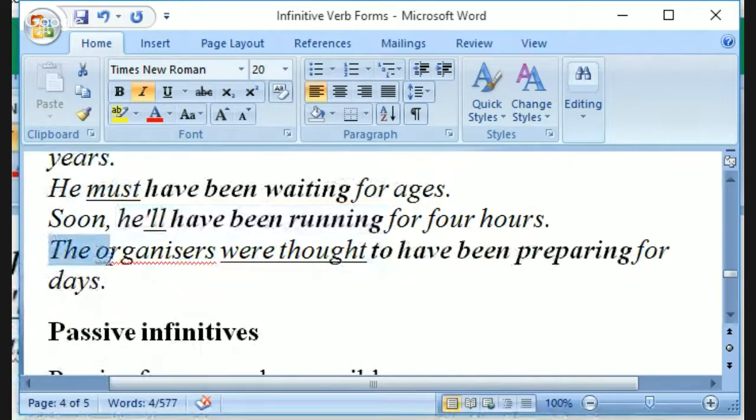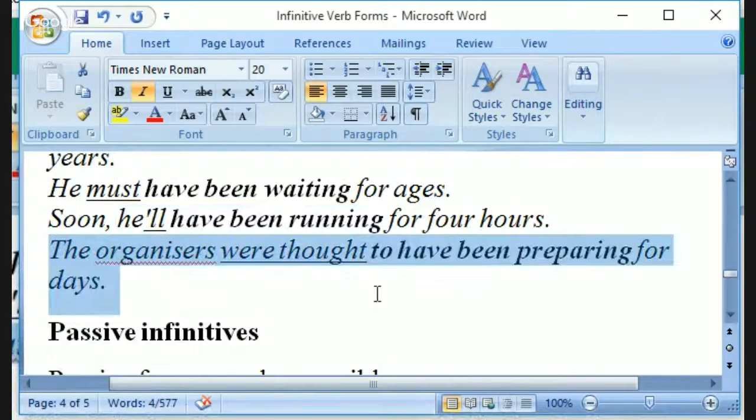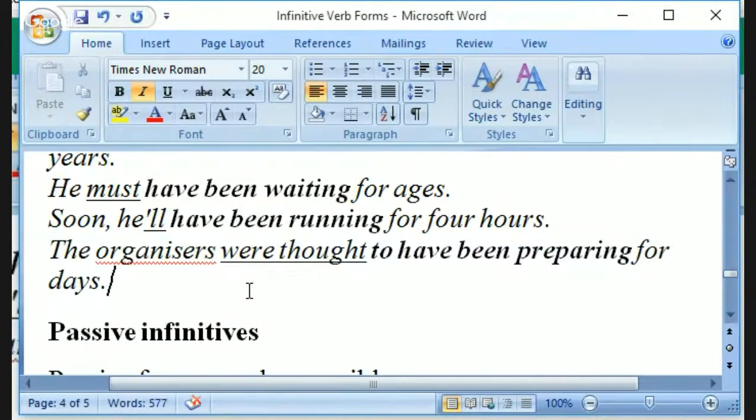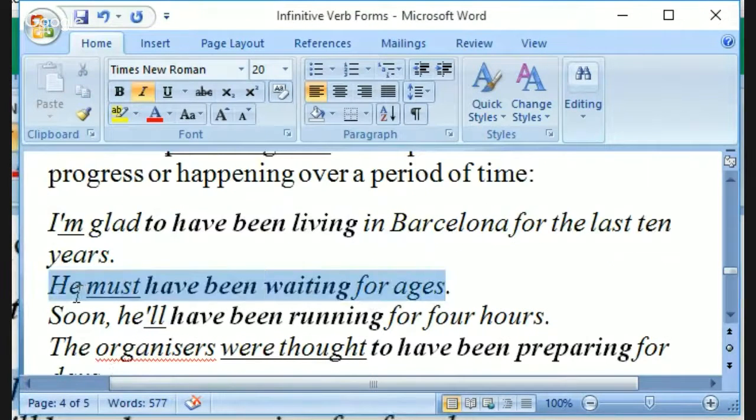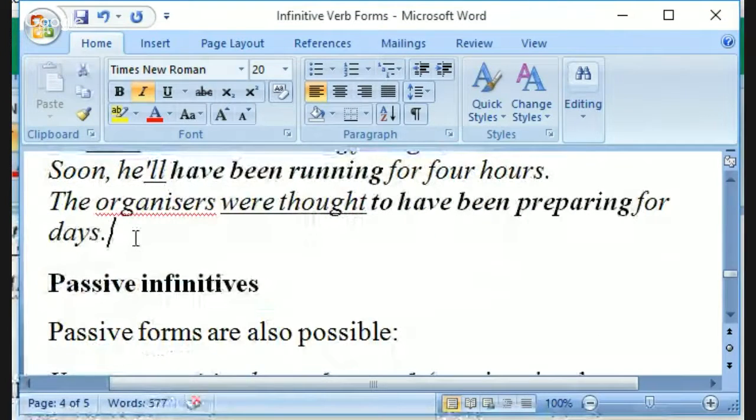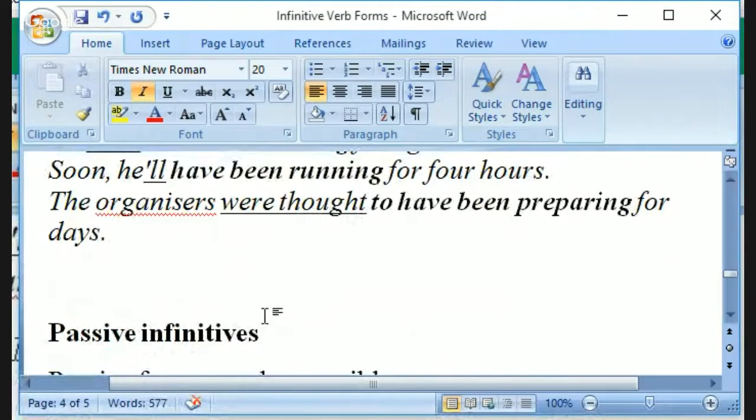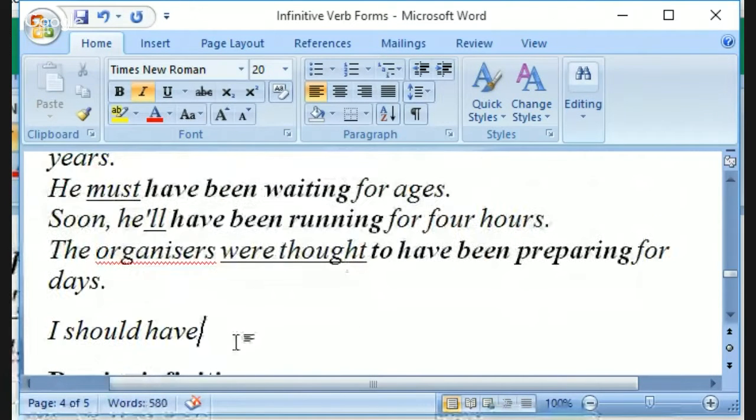Okay, and passive form. The organizers were thought to have been preparing for days. Why don't you try one with a modal? Since, as I said, that's probably the most common time we use these special infinitive forms. I should have started English earlier. Started learning English earlier.